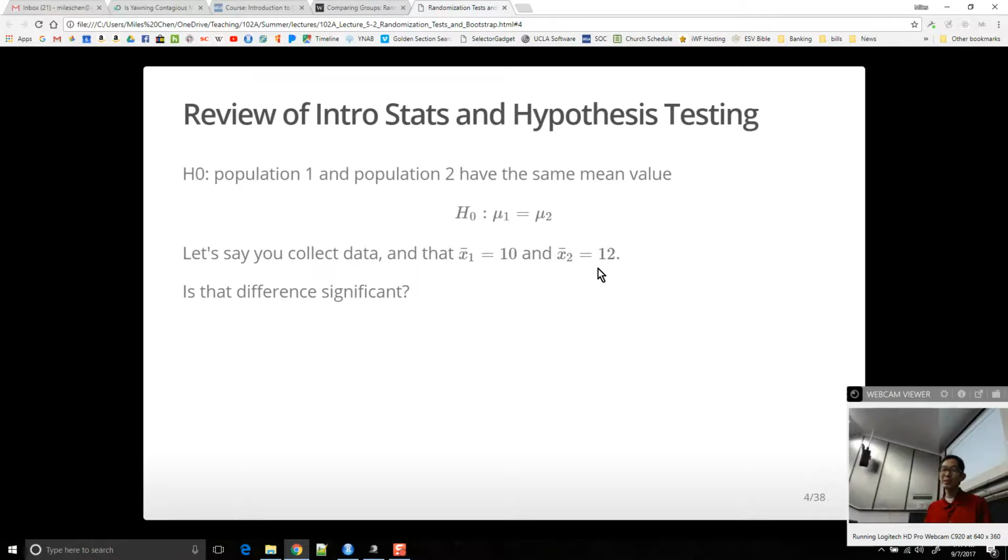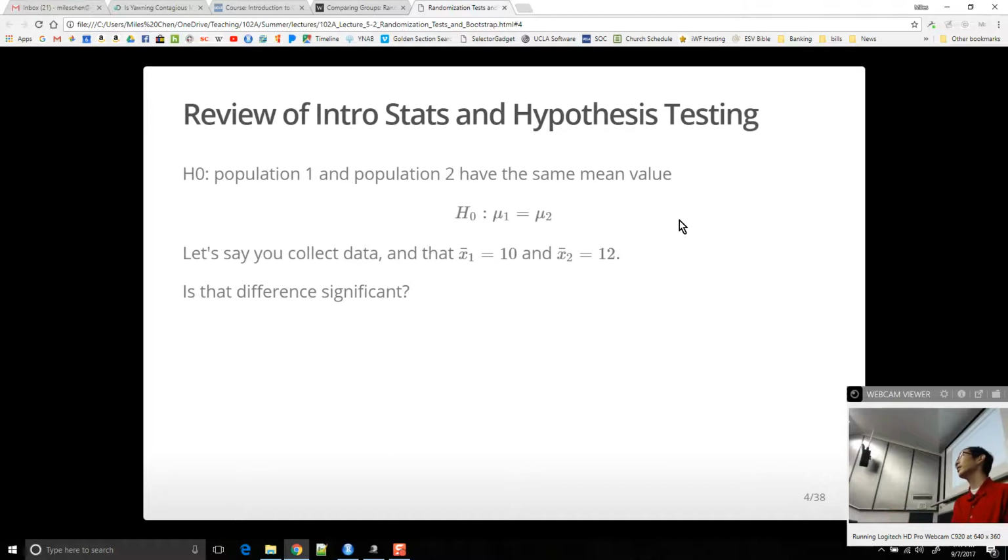So we need to know the amount of variation present within our data, right? If in sample 1 all of our values are things like 10, 10.1, 9.9, 10.2, 10.0, where we have very little variation, and all the values in sample 2 are 12, 12.1, 11.9, things like that, then we know that the difference between 12 and 10 is very significant.